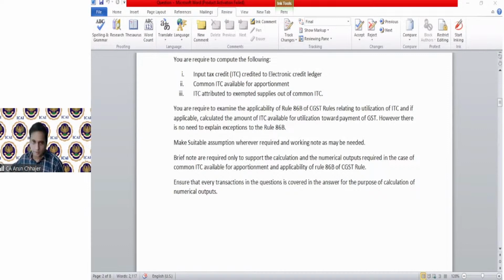Okay. Sriram, only one point you have explained very well, no doubt about that. Only one point: when 86B would be applicable.